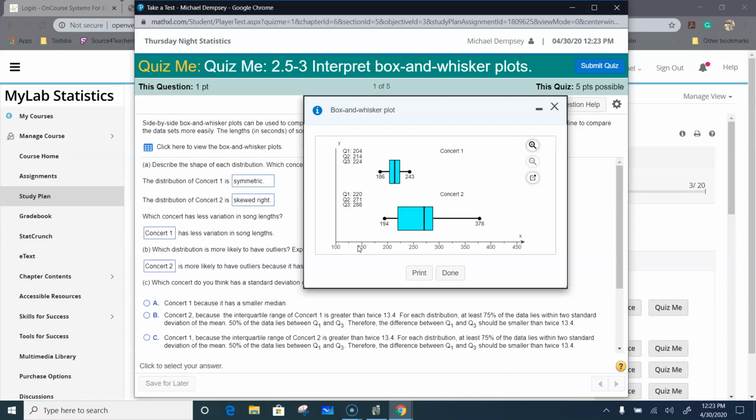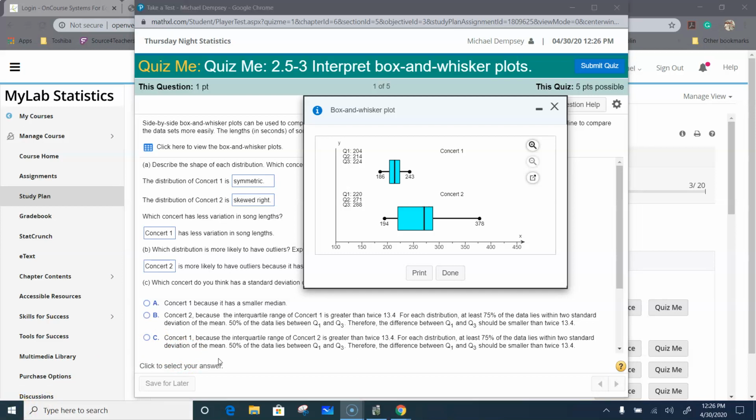So let's see. For each distribution, at least 75% of the data lies within 2 standard deviations of the mean. 50% of the data lies between Q1 and Q3. Therefore, the difference between Q1 and Q3 should be smaller than twice 13.4. So Concert 1, because the interquartile range of Concert 2 is greater than twice 13.4.